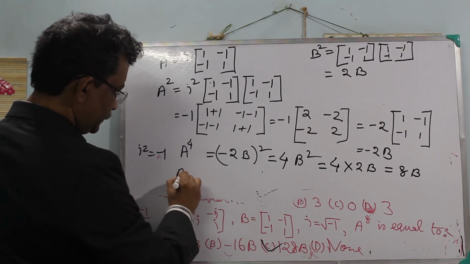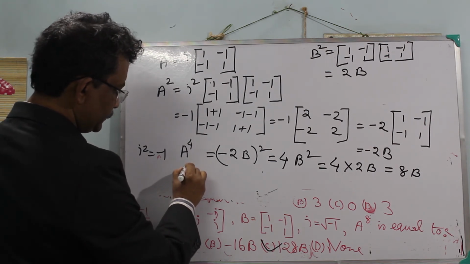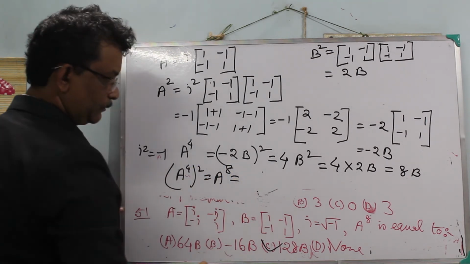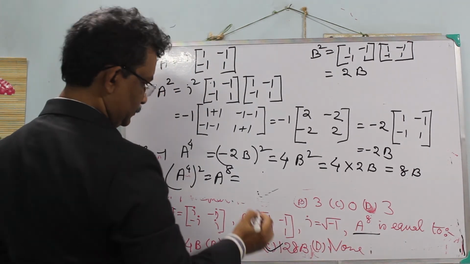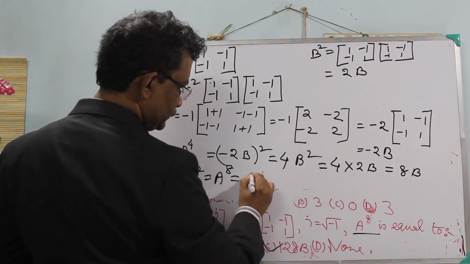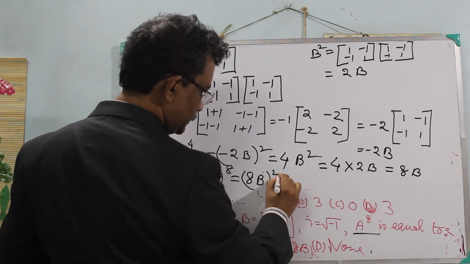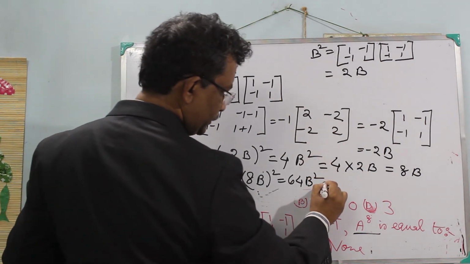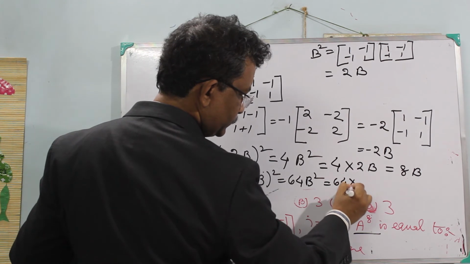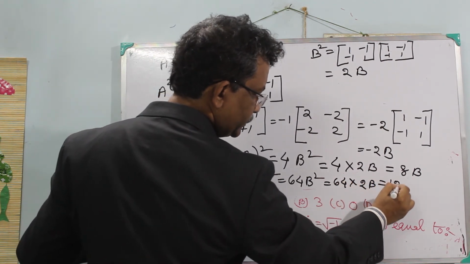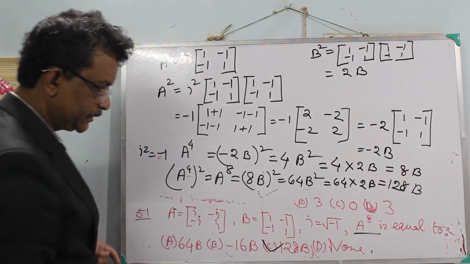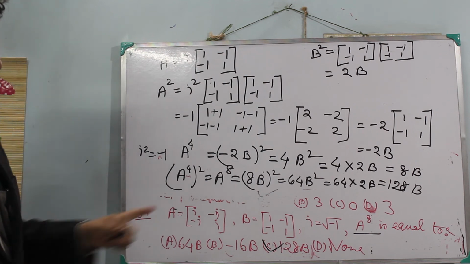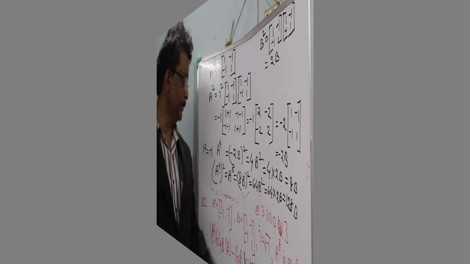Now again, A to the power 8 means A to the power 4, then whole square, equal to A to the power 8. We require this value. So again whole square: 8B whole square equal to 64B square. Again B square equal to 2B. That means 64 into 2B, that means 128B. So the correct answer is C, 128B. Clear? A to the power 8 equal to 128B.